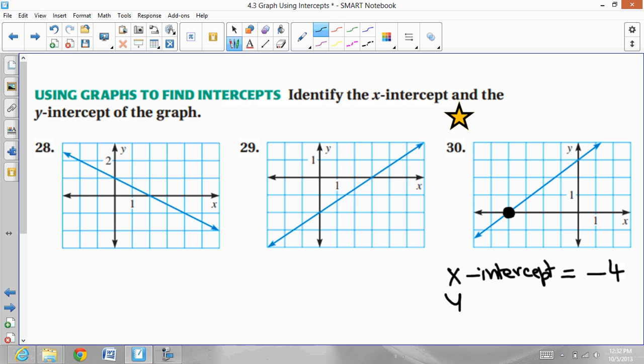Now your y-intercept from the graph is where the graph crosses the y-axis. The graph is touching the y-axis at this point. I'm going to mark it in green. So this is 1, 2, 3. So the y-intercept in this case is 3. That is what they are asking you to find.